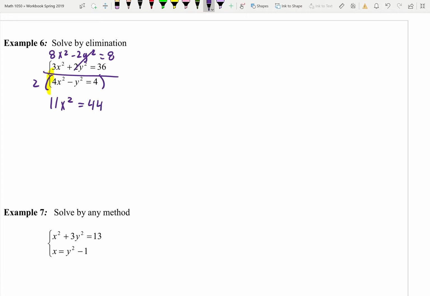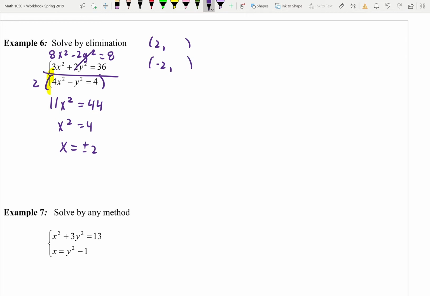Tell me what to do now. Divide, and you get x squared equals 4. Square root it, x equals, is it 2? Plus or minus 2. So you have to be careful. It's just a little risky. Don't forget the plus or minus. So you're going to have a solution of 2 comma something, -2 comma something.